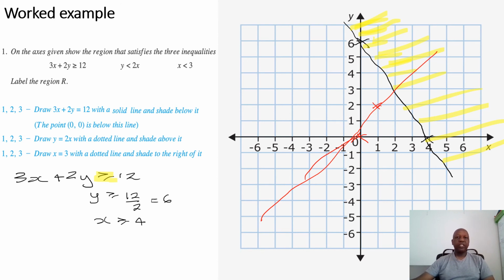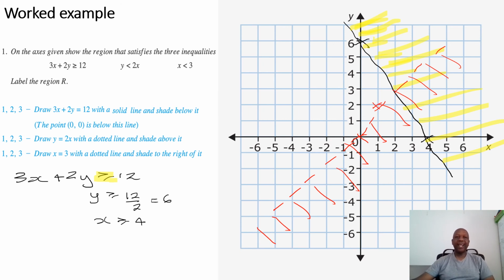I'm looking for the region below 2x. Okay, again, just to show something there. Right, this is less than 2x. So less than should be a broken line, not a solid line. So that's going to be a broken line going through that way. I'm looking for a region below that. So that's going to be all that region below this graph here.